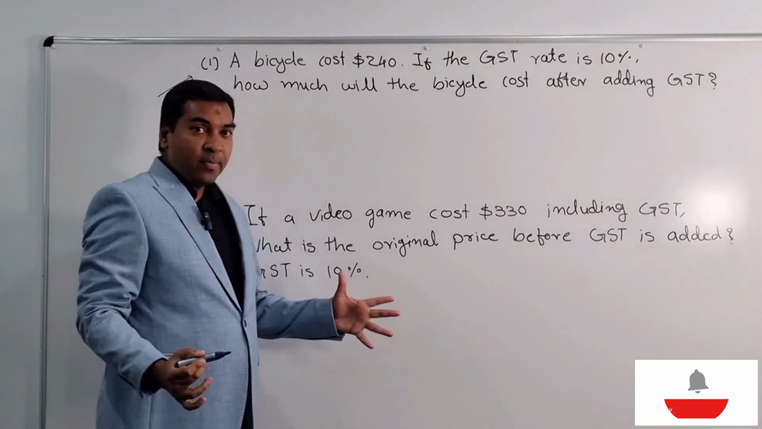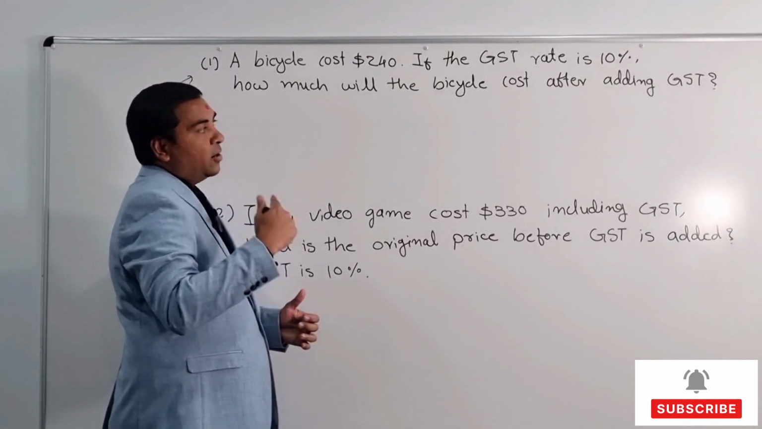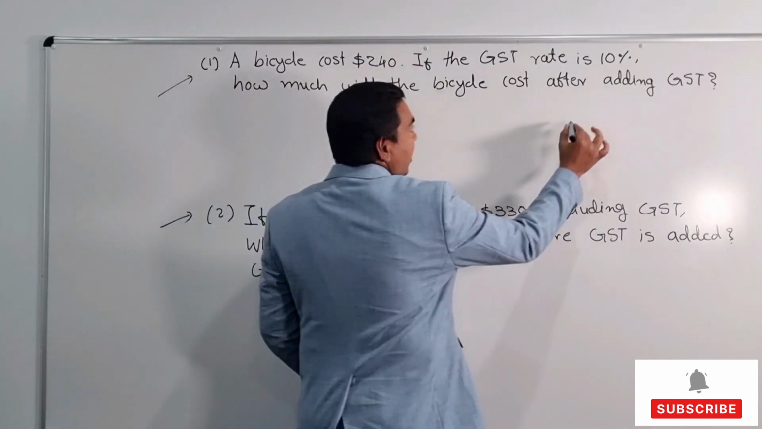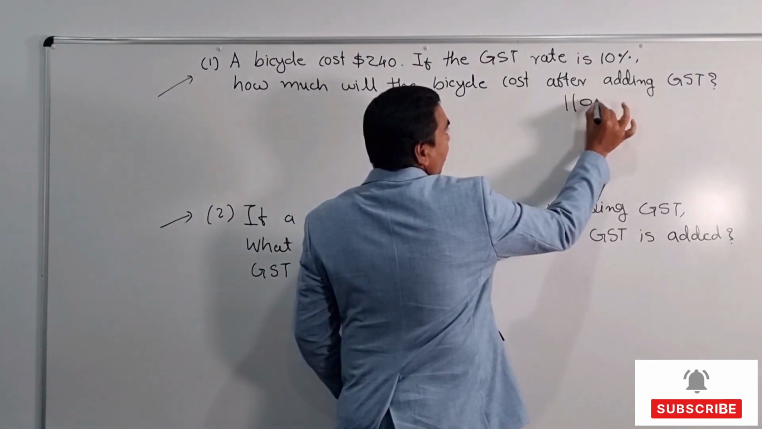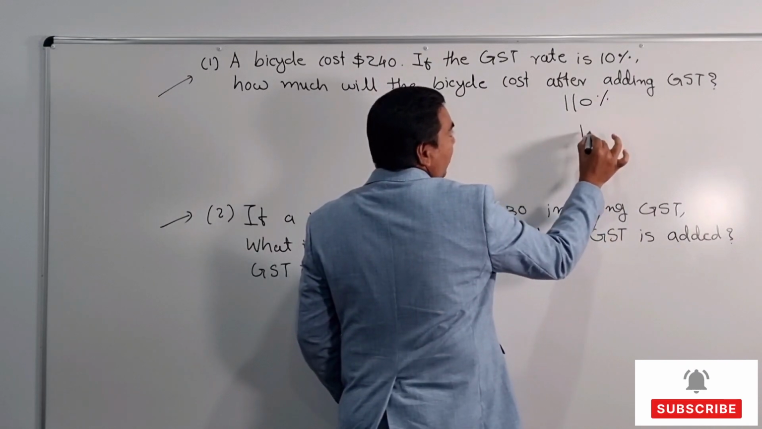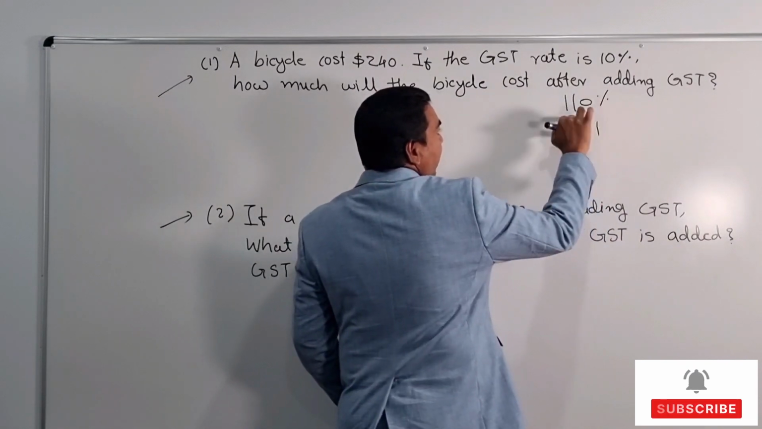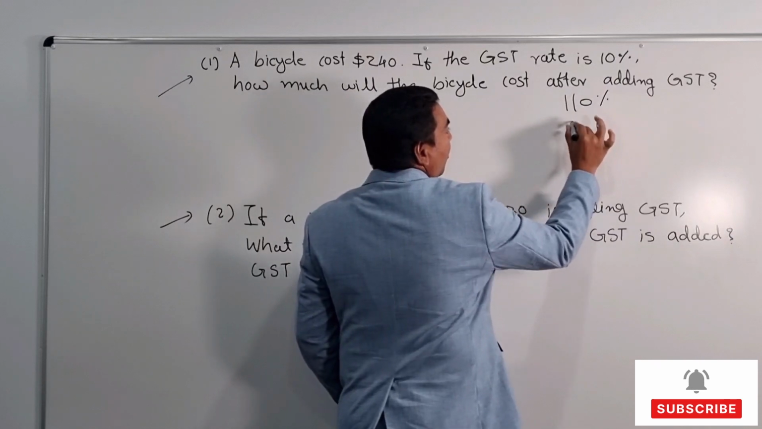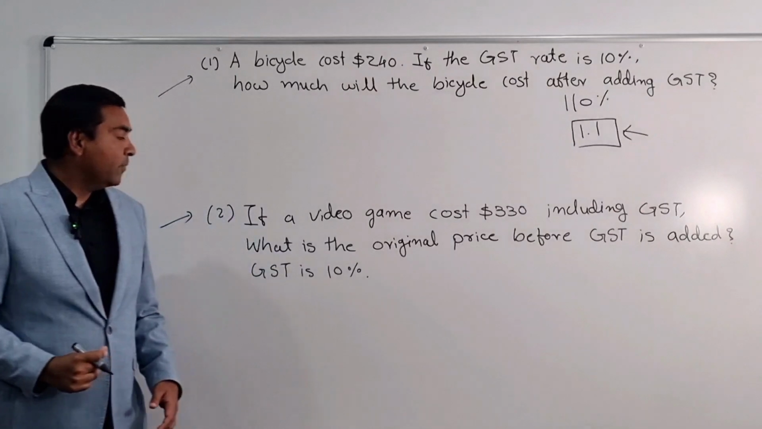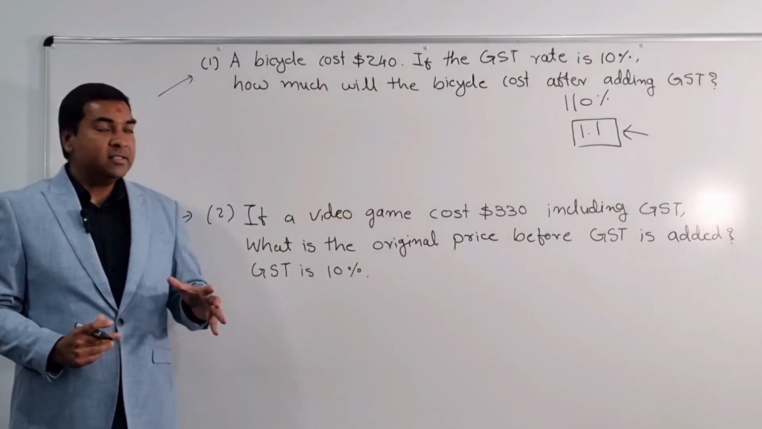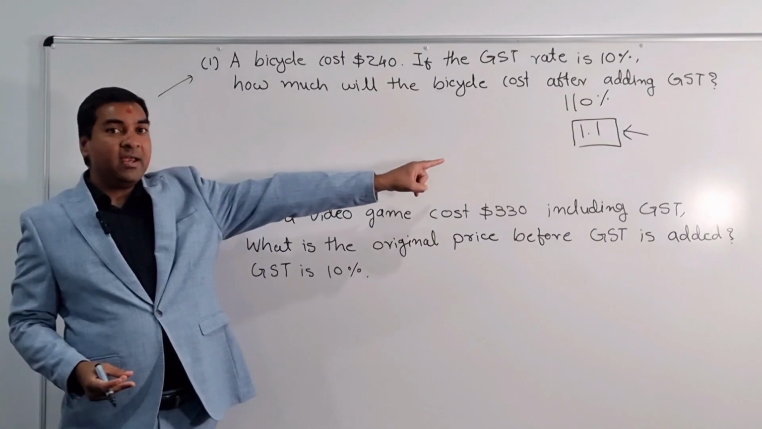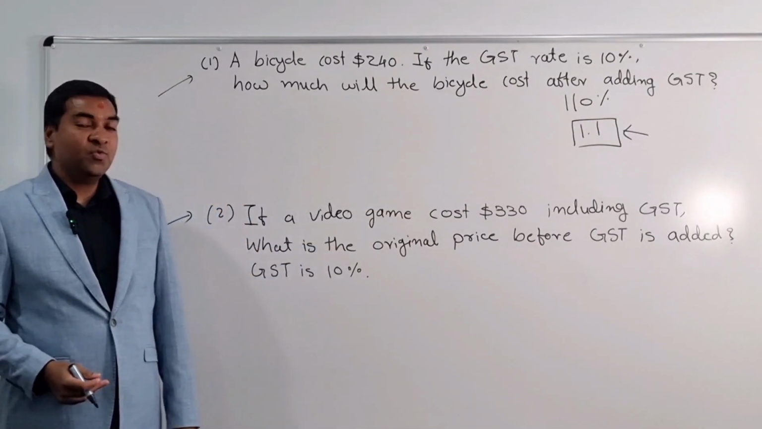So my original price is 100%. Then I go to plus 10% for the GST, which is 110%. So 110%, if I change that into decimal, that's going to be 1.1, because I'm going to divide by 100. So 1.1 is going to be my magical number. So whenever I'll be finding out the price after GST, then I'm going to multiply original price by 1.1.